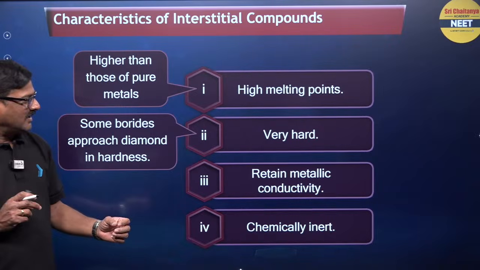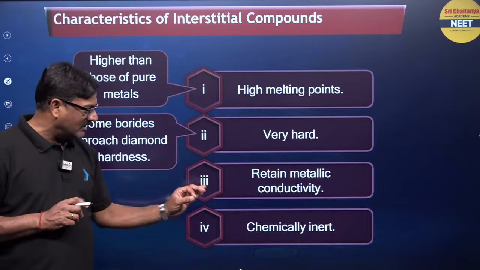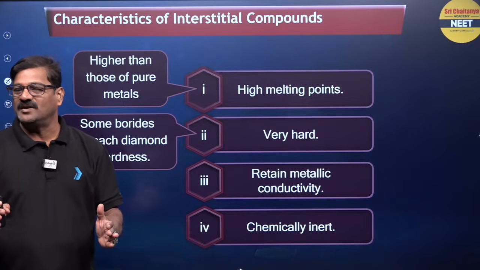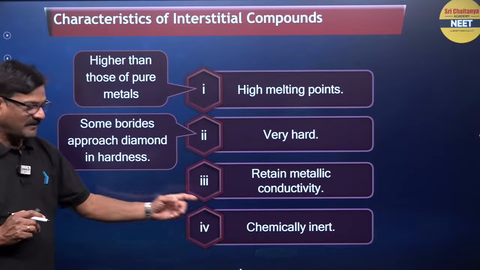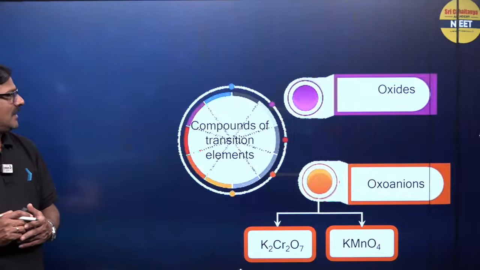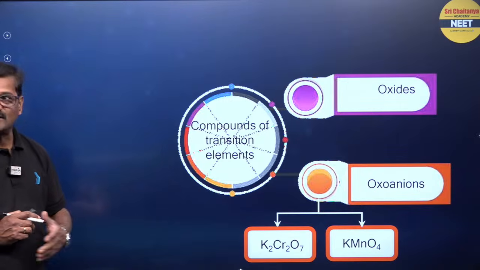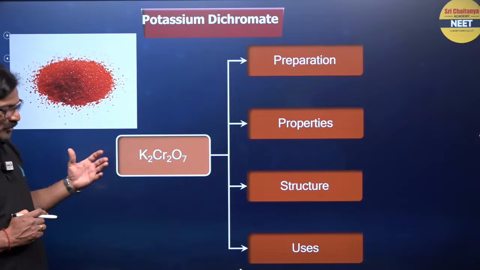Okay? They retain metallic conductivity and are chemically inert. Interstitial compounds are chemically less reactive as compared to the normal metals. That is the point. And you can see oxides, oxoanions, K2Cr2O7, KMnO4 and everything. Let us talk about potassium dichromate.